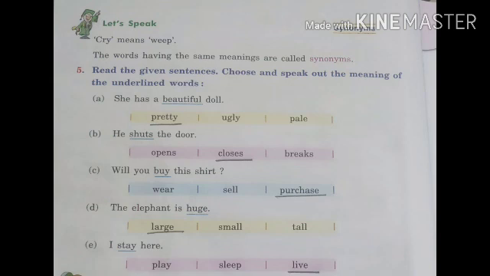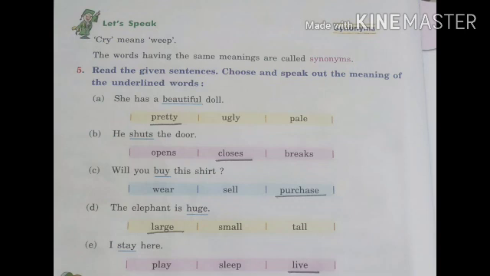Let us revise it one more time. Beautiful means pretty. Shut means closes. Buy means purchase. Huge means large. And stay means leave. Let us revise one more time the definition also. The words having the same meaning are called synonyms. You can write these words as examples of synonyms. So our exercise is also completed. Now you can revise it one more time.